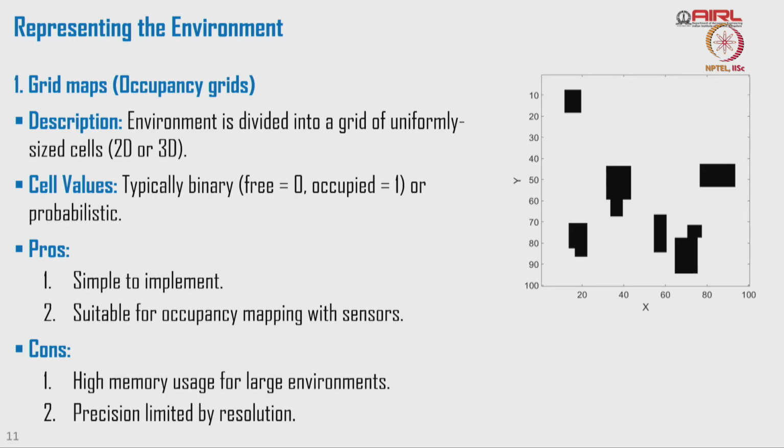Now, the environment can be represented as an occupancy grid map. If you see this figure, the environment is divided into uniformly sized grid cells. When a cell is occupied by some obstacle, we give it a probability of 1, or a binary value 1. When it is free space, we denote it 0. It is simple to implement and suitable for occupancy mapping with sensors. However, the problem is that high memory usage is required and precision is limited due to resolution.